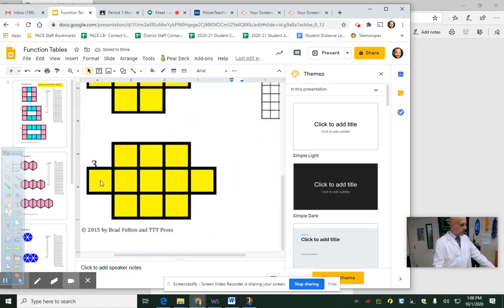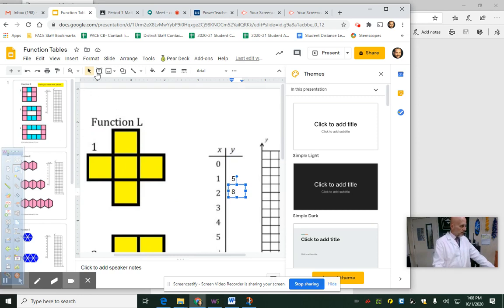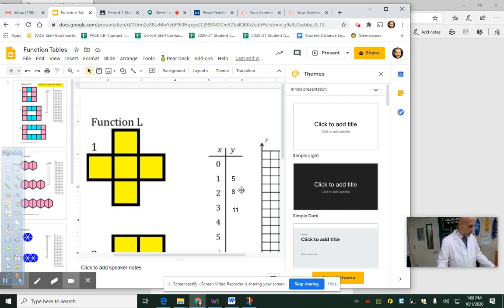Next, I'll go to picture 3 where I have 1, 2, 3, 4, 5, 6, 7, 8, 9, 10, 11. And I'll put in a text box for 11. Now, based on this pattern, I'm noticing that it went from 5 to 8 in between steps 1 and 2. That's an increase of 3. It went up 3 more to 11.